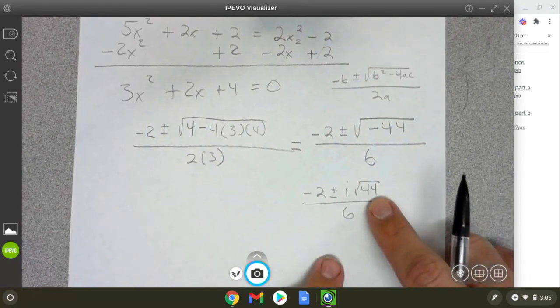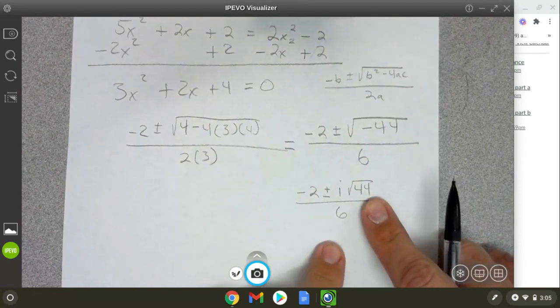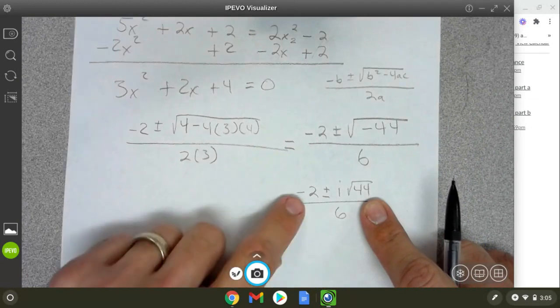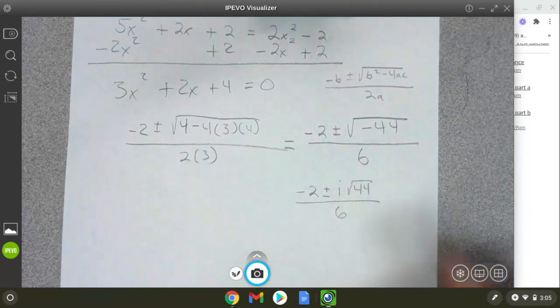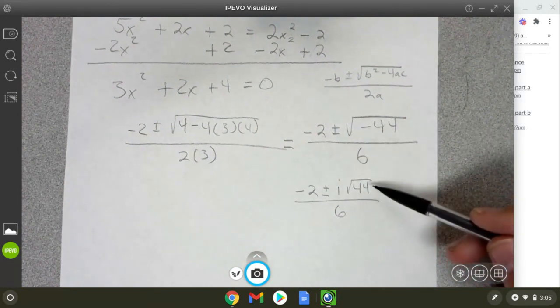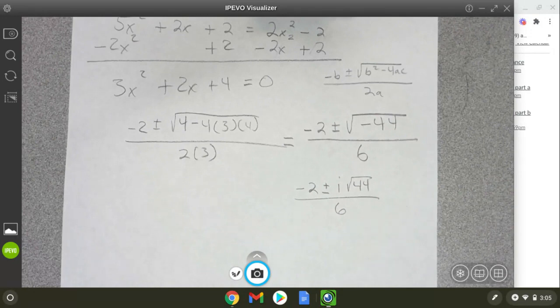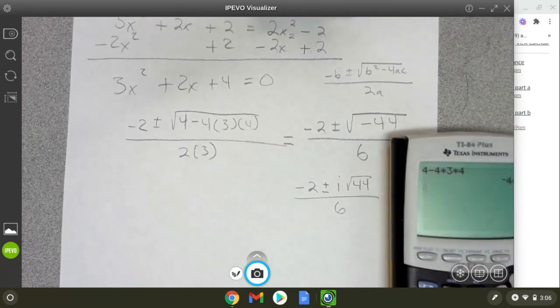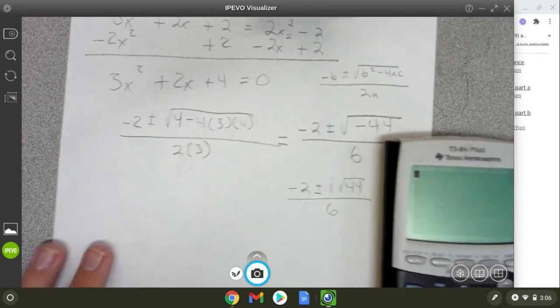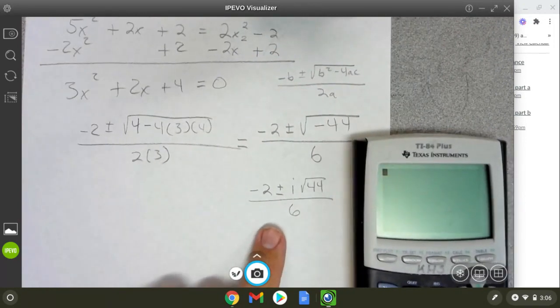And we're not going to do anything further with this. There is a step further that you could go, but we'll do that some other time. And the 2, the 6, and the 44, you can't simplify those because the 44 is under the square root. All right, so that's about as much as you can do with this one. Now, if you wanted to check your answer, you would run into a problem here.